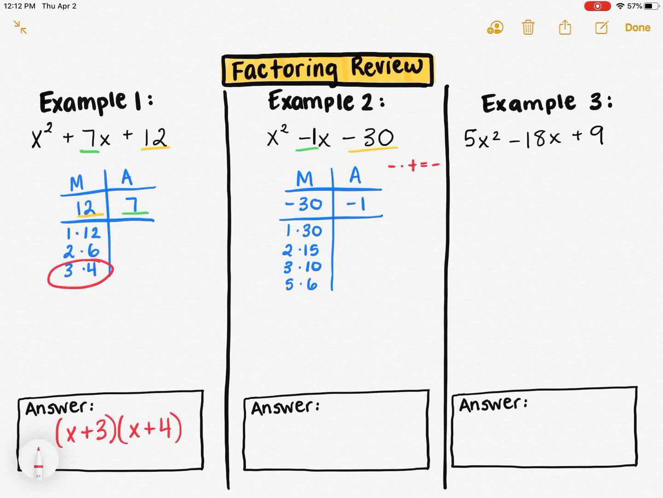2 and 15, those are 13 apart, so that can't be right. 3 and 10 are 7 apart. That can't be right. 5 and 6, those are exactly 1 apart.